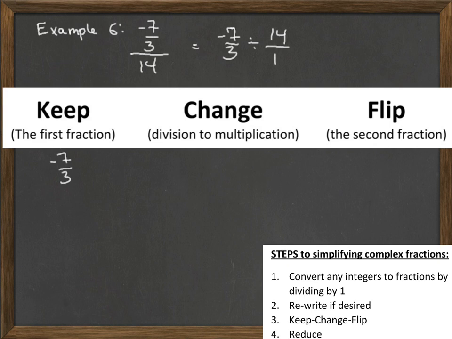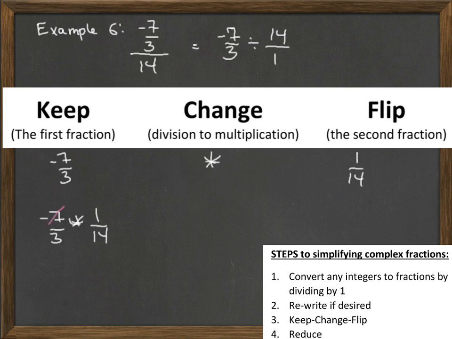Okay, so we have -7/3. We're going to keep it. We're going to change the division sign to multiplication, and 14/1, we're going to flip that, and the reciprocal is 1/14. So now we know how to multiply fractions, right? I can either reduce first, or I can multiply and then reduce. So again, my preferred method is to reduce.